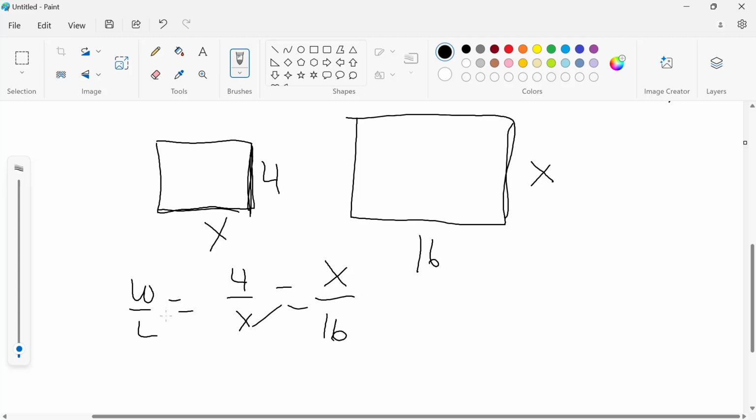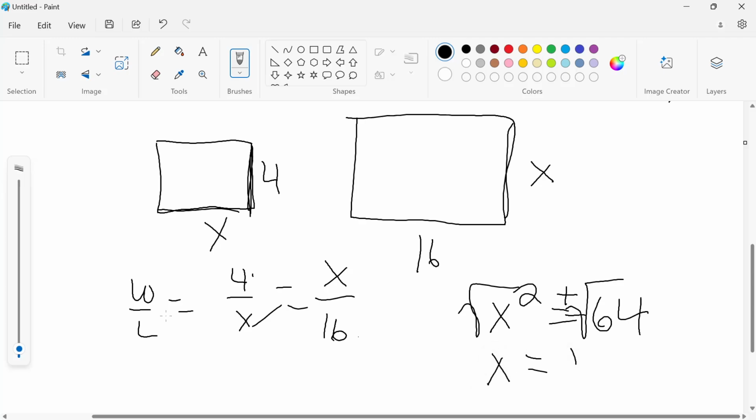Cross multiply, x times x, x squared equals 4 times 16, 64. I take the square root of both sides, and then it's plus or minus. And x equals, what's plus or minus the square root of 64? Plus or minus 8. Now in this case, the negative 8 cannot be used because a rectangle can't have a side of negative 8. So the negative is out, and all that's left is positive 8.